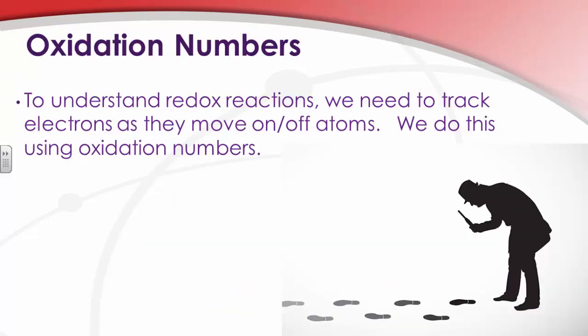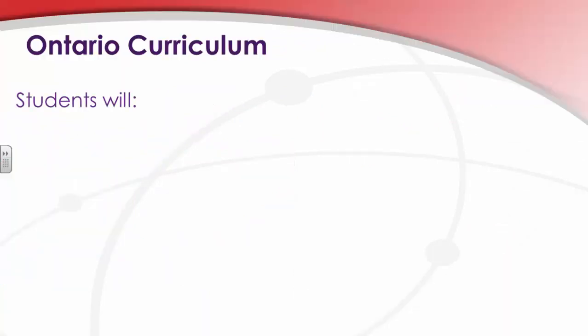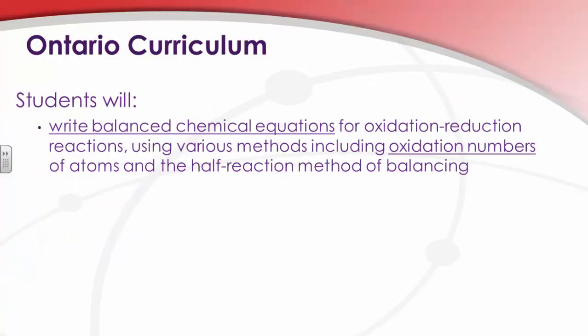Okay, so if those electrons are hidden, how do we understand what's going on? How do we track those electrons? Well, the answer is we use a trick called oxidation numbers. We use these to track electrons as they move on and off atoms. Okay, so let's talk about oxidation numbers. And these are also explicit, of course, in the Ontario curriculum.